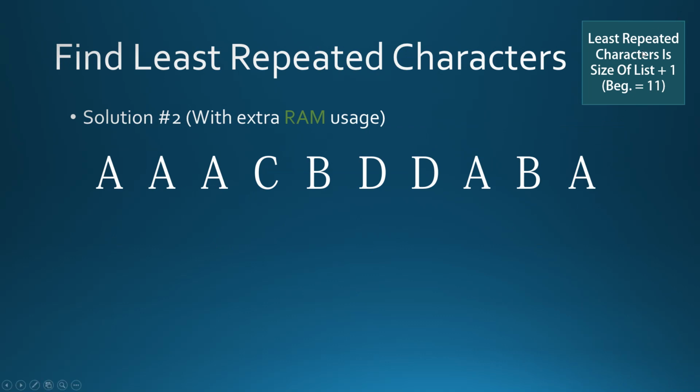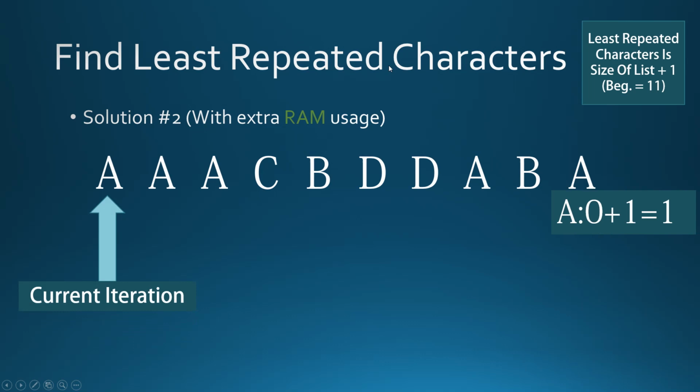Alright, so now let's check the solution. We have the least repeat characters size, which in our case, considering the worst case is that they all repeat, is the size plus 1, which is going to be 11. So we need to make sure that any character would overtake this least repeat character. Anyway, that's just for the coding solution. If you don't really care about it, just ignore it. Anyway, moving on, we have our current iteration. Now let's see how RAM can effectively improve our code.